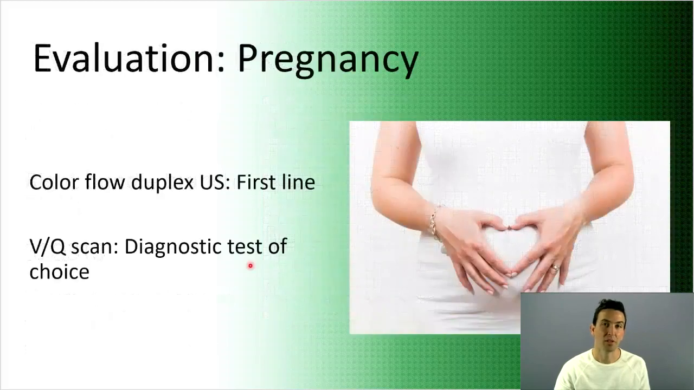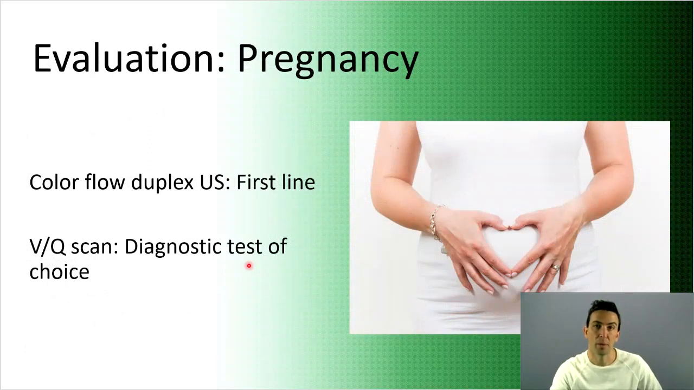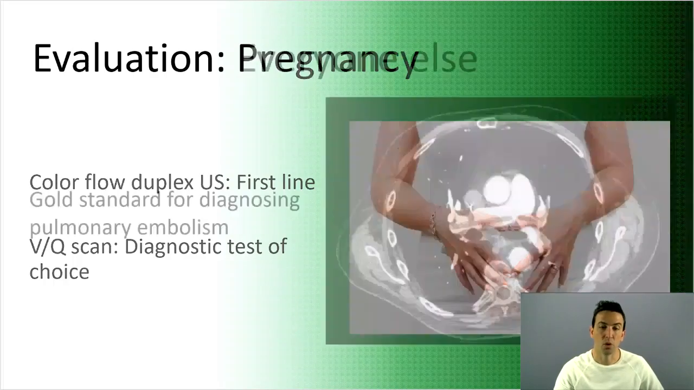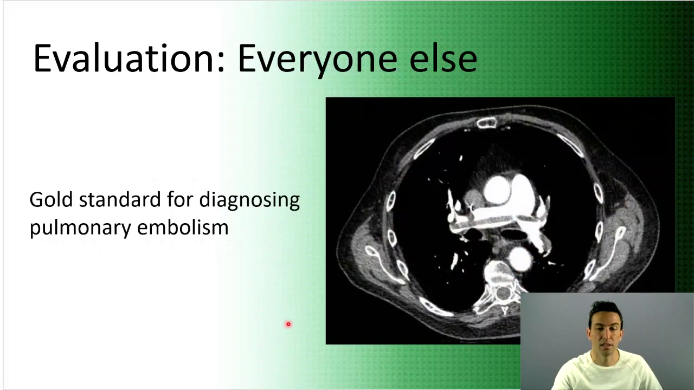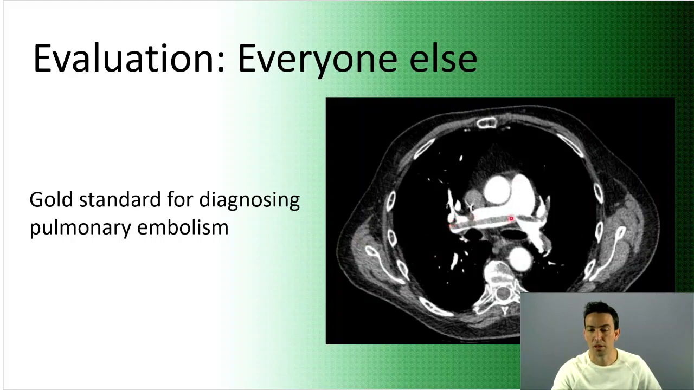Two different types of imaging, right? So pregnancy always comes into play. That's a risk factor. What kind of imaging are we looking to do? First line would be a color flow duplex ultrasound. And then the second would be a VQ scan as far as being the diagnostic test of choice. For everybody else, what we're looking for is that CT angiogram with PE protocol, or CT angiogram for pulmonary embolism, and you're looking for that blood clot in the saddle there, which is this right here.